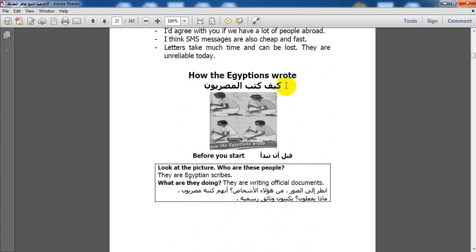How the Egyptians wrote. Before you start, look at the pictures. Who are these people? They are Egyptian scripts. What are they doing? They are writing official documents.